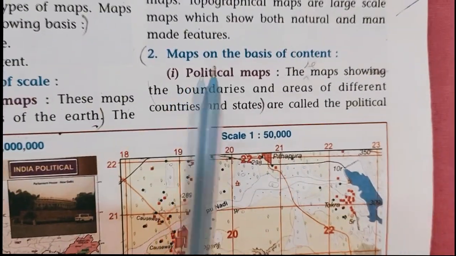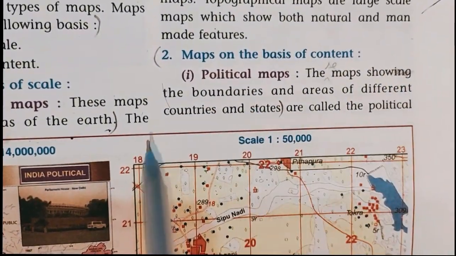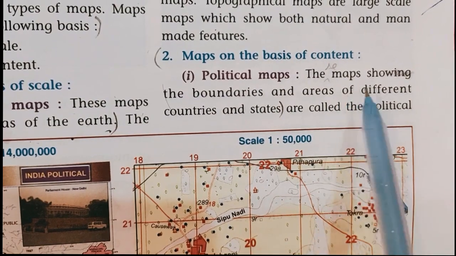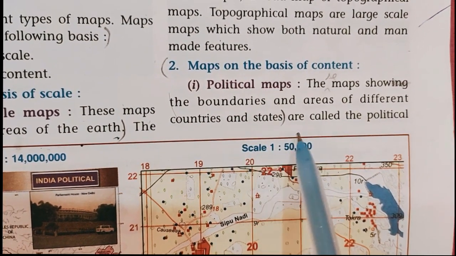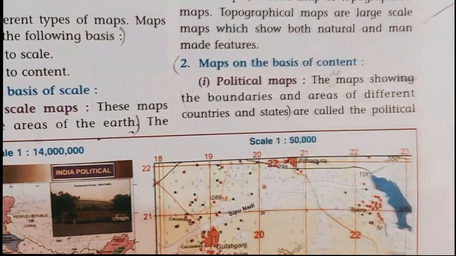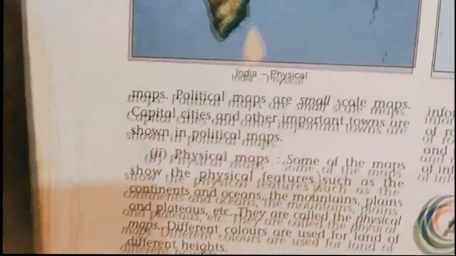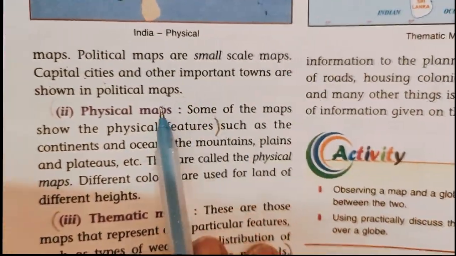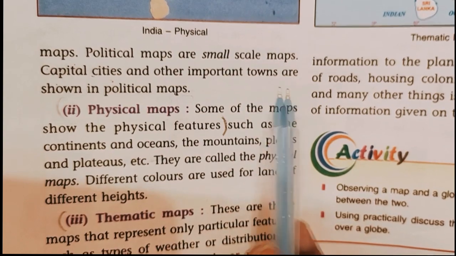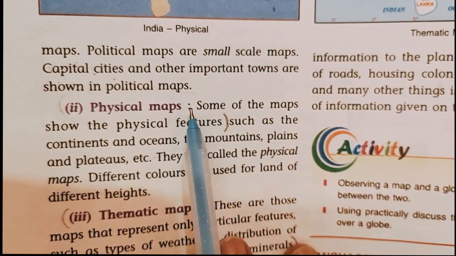Number 2, maps on the basis of content. Political maps. The maps showing the boundaries and areas of different countries and states are called the political maps. Political maps are small scale maps. Capital cities and other important terms are shown in political maps.